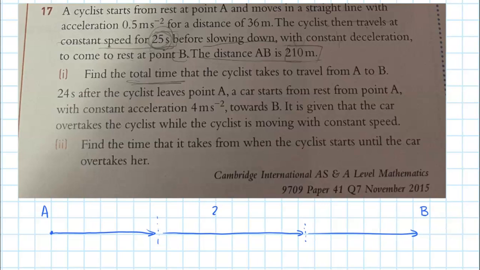All right, we know the total distance is 210 meters, which may be helpful at some point. We know the constant speed is for 25 seconds, so the time here is 25 seconds. We don't know what the speed is at that point. We know that the first section, the acceleration, is 0.5 meters per second squared, and we know that the displacement is 36.